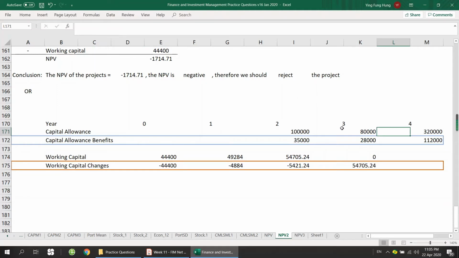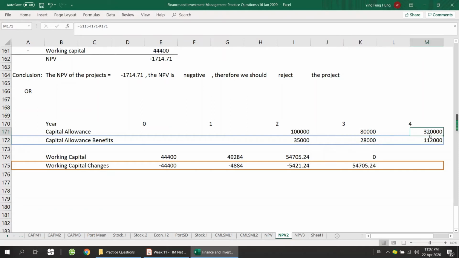And again, remember, we can pay our tax 1 year later, therefore we are also claiming our capital allowance benefit 1 year later. So the second year we will claim it in year 3. Same, because we are paying 35% tax, we can only claim 35% of the capital allowance as a capital allowance benefit. In this case, we will get 28,000 for the capital allowance benefit for year 2, but we can only get it in year 3.